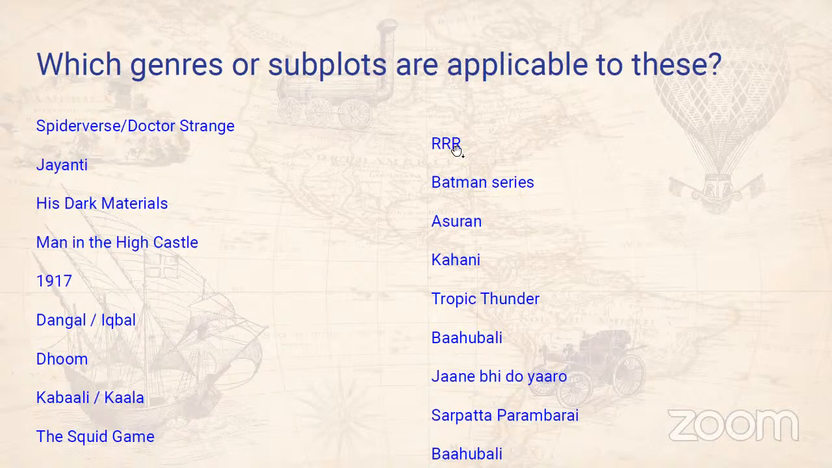Bahubali or RRR. RRR, I haven't seen Bahubali, I have read about it, period drama. Kahani, one of the best detective movies I have ever watched. The characters are so well written.